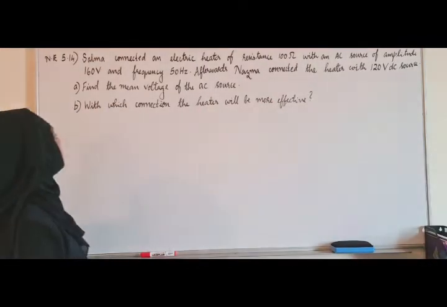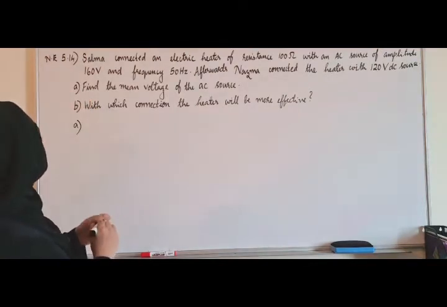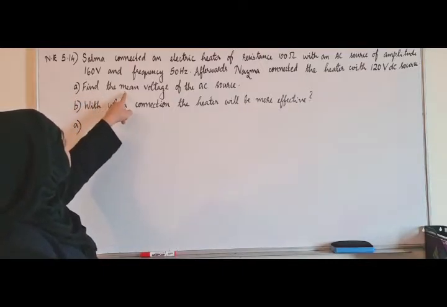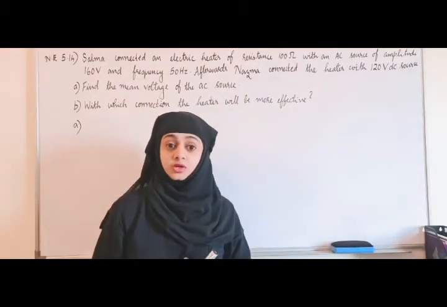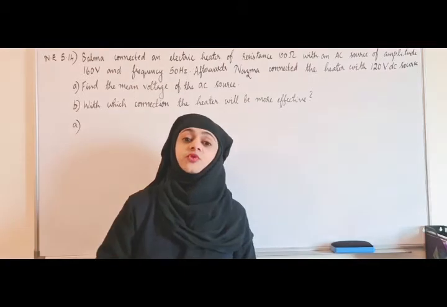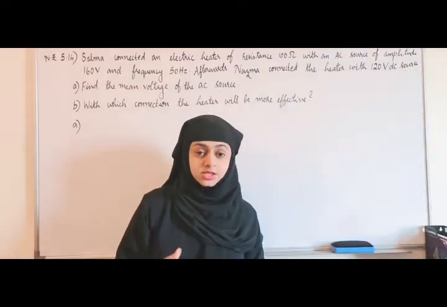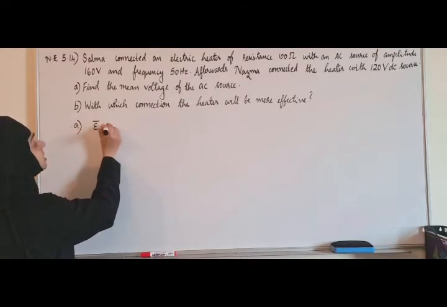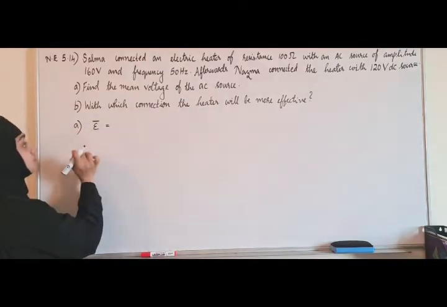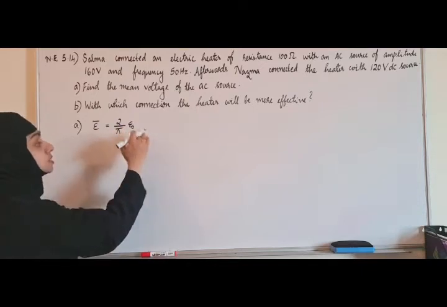So here we can first solve question A. The question asks, find the mean voltage of the AC source. So we know that the mean voltage or mean EMF, if we take for a full cycle, it will be 0. So we will have to consider the mean voltage for a half cycle. What is the formula for mean voltage for half cycle? Mean EMF or mean voltage is equal to 2 by pi E0, where E0 is the peak voltage.